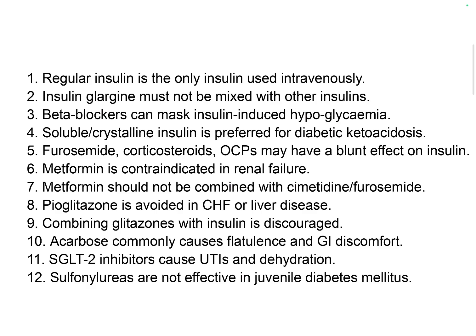Then the last question: sulfonylureas are not effective in juvenile diabetes mellitus. So what happens in juvenile diabetes mellitus? Juvenile diabetes mellitus is just another name for type 1 diabetes mellitus, and we know that type 1 diabetes mellitus is an autoimmune disease. There is autoimmune destruction of pancreatic beta cells, and that leads to absolute deficiency of insulin. No functional beta cells remain in the pancreas, and you have to know the mechanism of action of sulfonylureas. Sulfonylureas are insulin secretagogues.